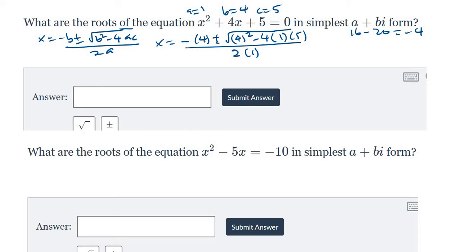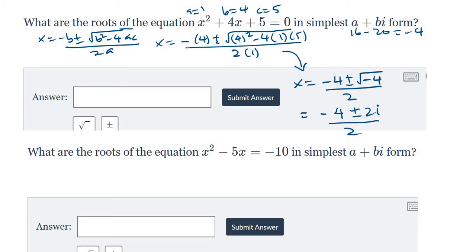So the formula continues like this. So x equals -4 plus minus the square root of -4 all over 2. So when you work on that, you will get -4 plus minus 2i, because square root of -4 is 2i, divided by 2. You divide everything by 2, so we get -2 plus minus i, and that's your answer. That's what you type in the box right there.